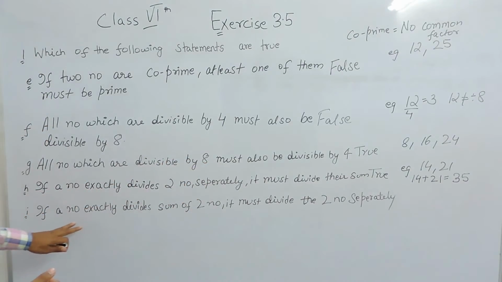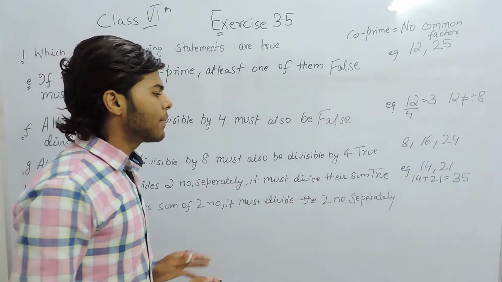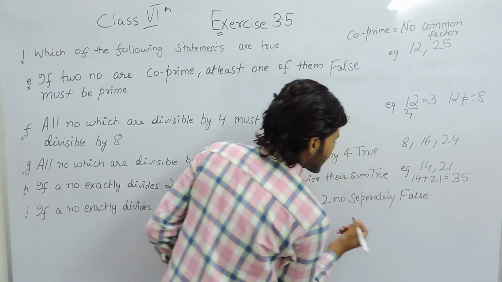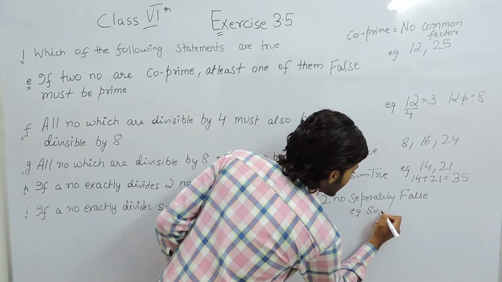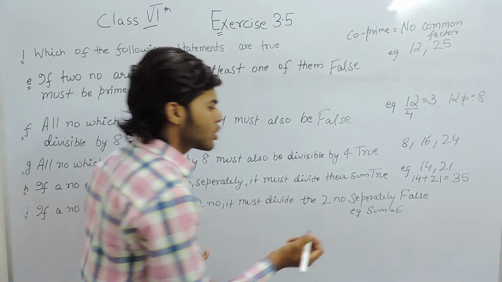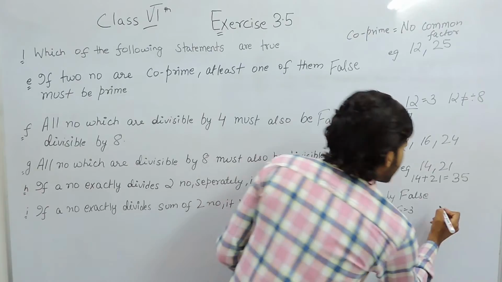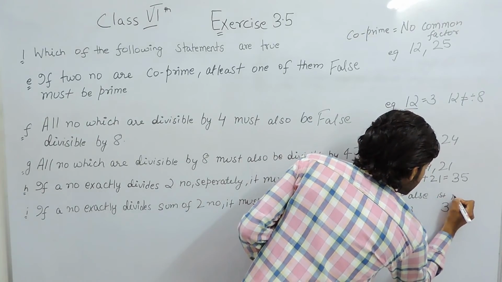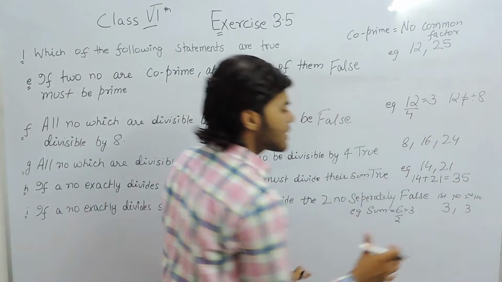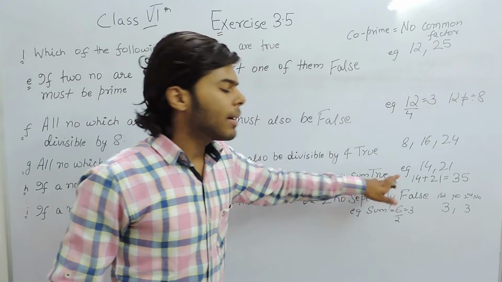And the last one says if a number exactly divides sum of two numbers, it must divide the two numbers separately. So first of all, this statement is false. Let me give you an example why. Example, sum equals to 6. So 6 is divided by 2, that is 2 3 times 6. But if we take the numbers to be 3 and 3, this is first number and 3, again it's the second number. So that sum is 6, 3 plus 3 is 6, but 2 cannot divide 3 individually. So this statement is false.